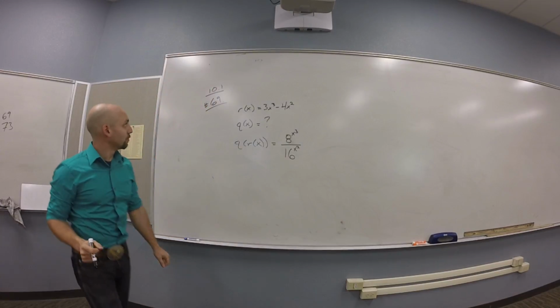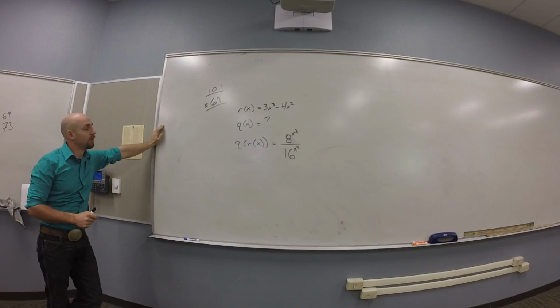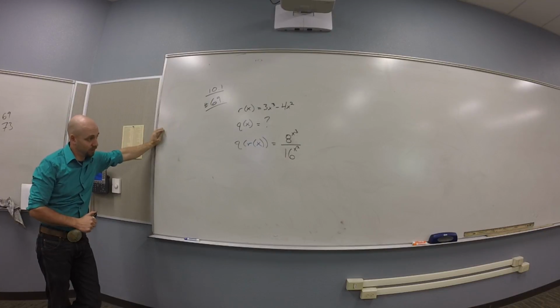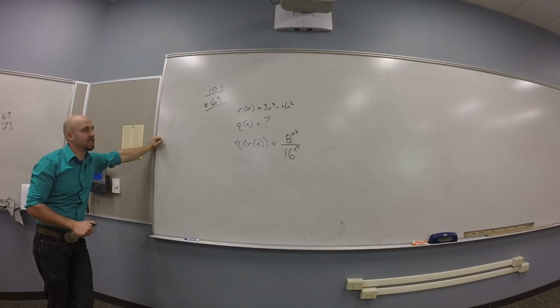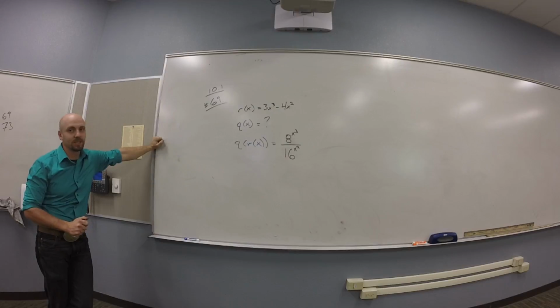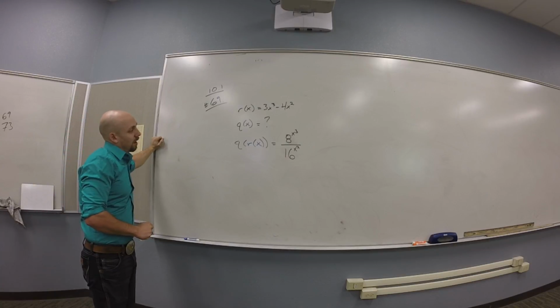Okay, so supposing that I wanted to do 10.1 number 61, which says, if you have r of x is 3x cubed minus 4x squared, and q of x is unknown, but you know that q of r of x is 8 raised to the x cubed over 16 raised to the x squared. So can you just plug in the 3x cubed minus 4x squared into the x's and the exponents? Well, no.